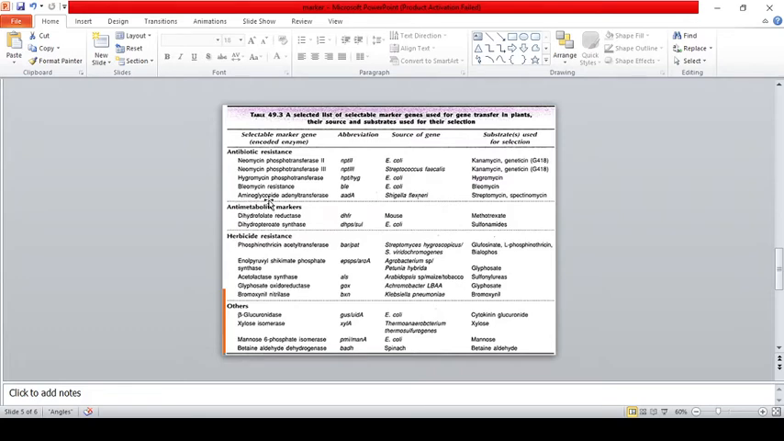For example, aminoglycoside adenylyltransferase, the abbreviation is AADA, and the source of the gene is Shigella flexneri. Which substrate should we use for detection of this selectable marker gene? It is streptomycin and spectinomycin. For bleomycin resistance, we need to use bleomycin. For hygromycin resistance, we need to use hygromycin.